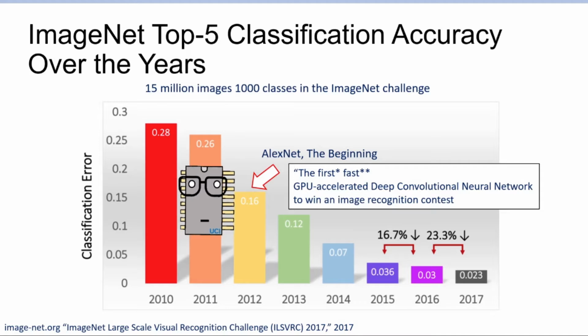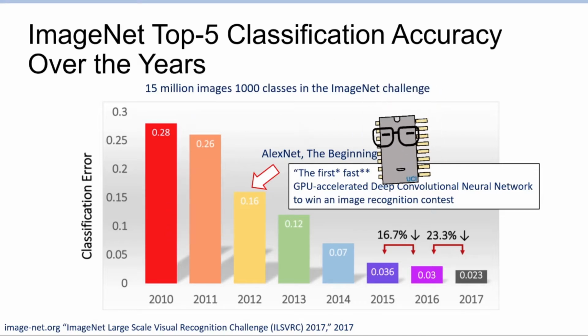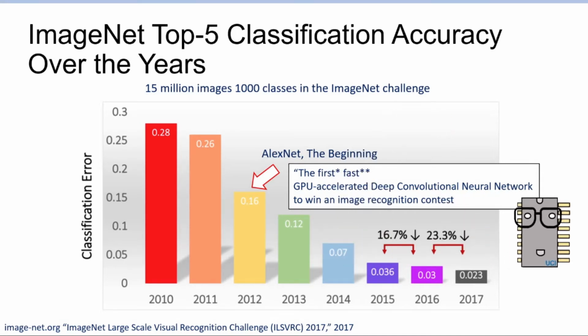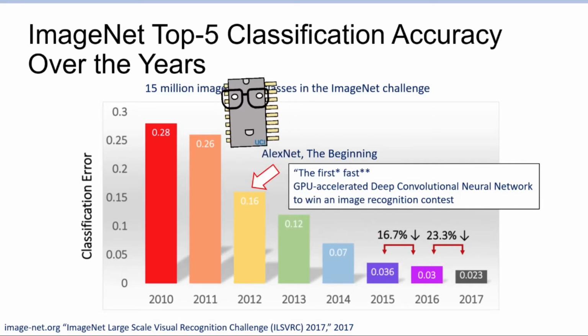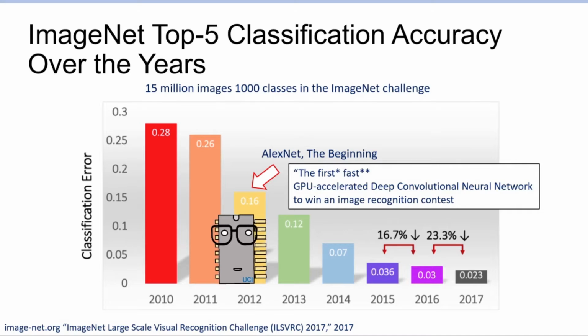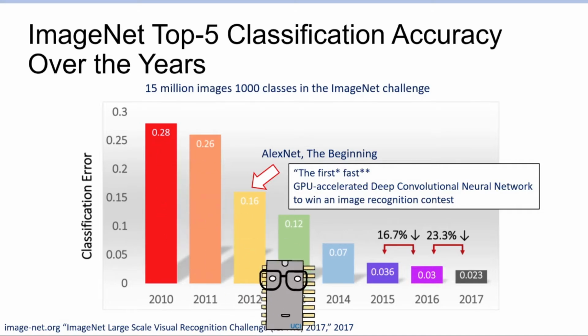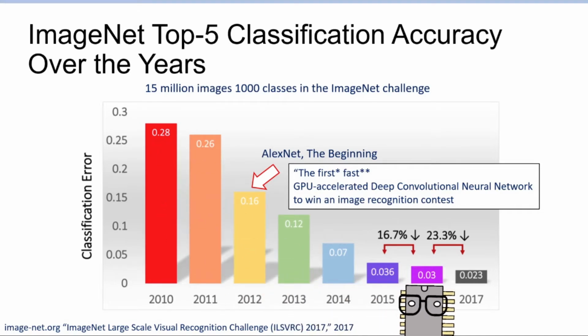But in 2012, AlexNet, the model I was talking about before the lecture, came out, which was, there are many asterisks here because a lot of these points are contended, but it was the very first fast GPU accelerated deep convolutional neural network to win an image recognition contest. So there are a lot of caveats here, but the impact of this model was fairly large. There was a pretty big jump in accuracy, and every single model that won the challenge since has been neural network based.